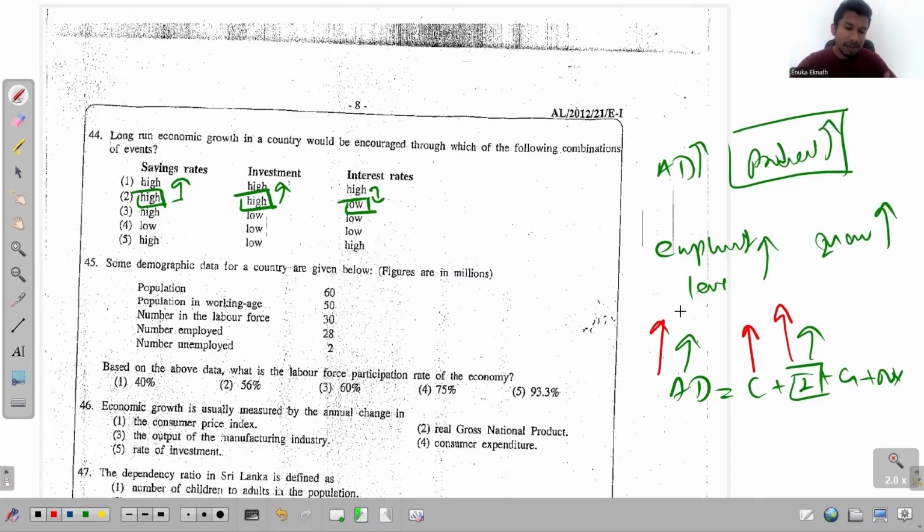Then aggregate demand will further increase. Then the production will increase, employment levels will increase, so that economic growth is ensured. So the answer for this 44 is the second one.